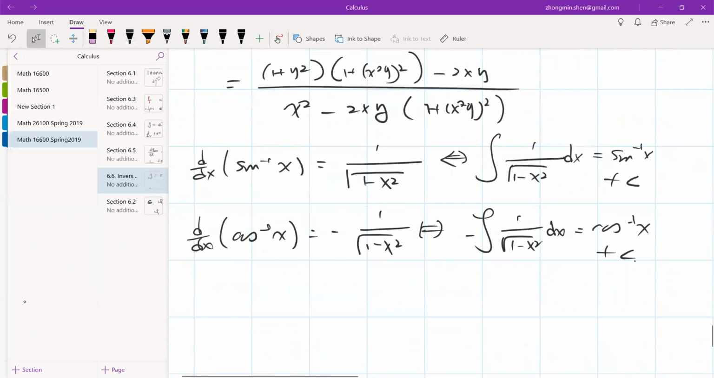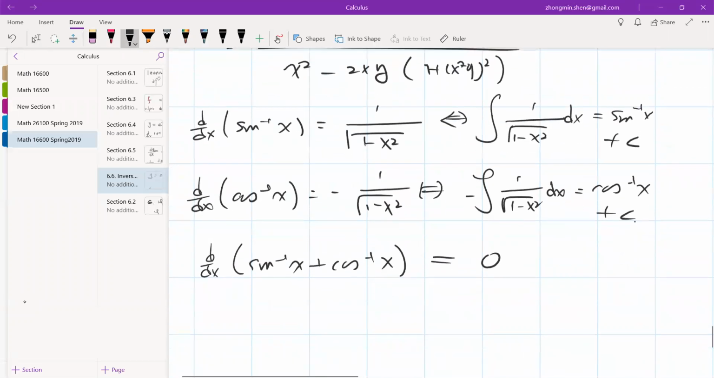Then I discovered something special. When I add those two together, I find out it's going to be 0, because when added together, one is positive, 1 over square root of 1 minus x squared, and the other one is negative, 1 over the same. So that means if some function's derivative is 0, then it must be constant.